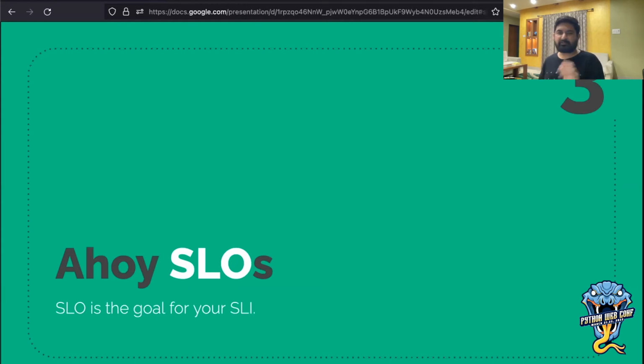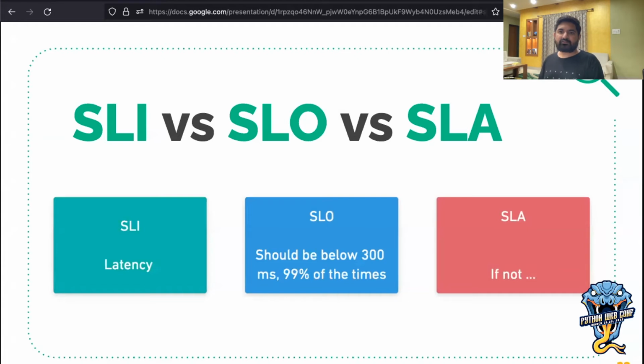So if I'm running a Django application, and my latency for the application is 100 milliseconds, but my goal is 50, that becomes your objective for the SLI. You want your latency to be 50 milliseconds. We'll go deeper into it a little bit. So SLI for this matter is latency here.